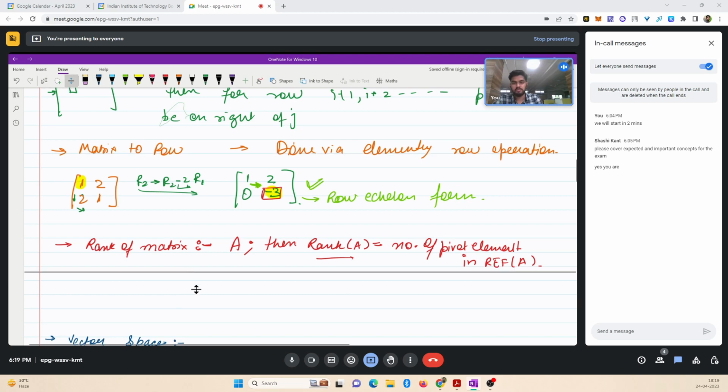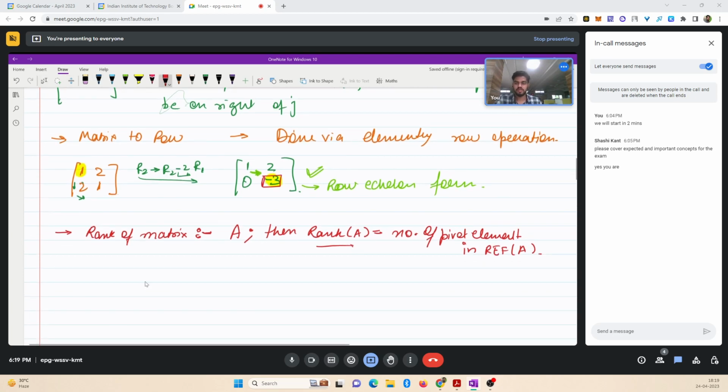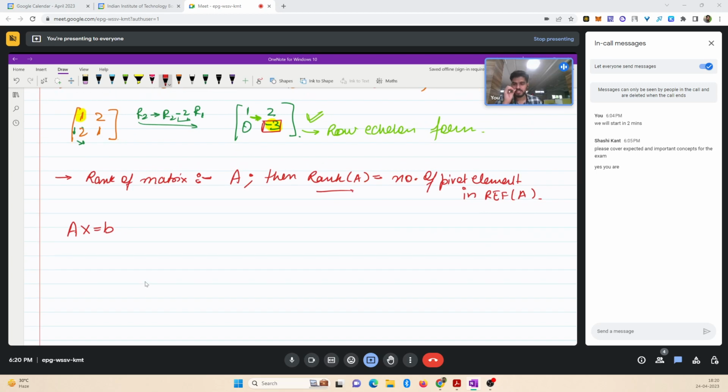Now, coming back to our system of equations, let's say you have a system of equations and you have converted it to matrix form, Ax is equal to B, then the system is consistent in two cases. So if it is consistent, it can have either a unique solution or it can have infinitely many solutions. Okay. Also, the second case is that the system is inconsistent.